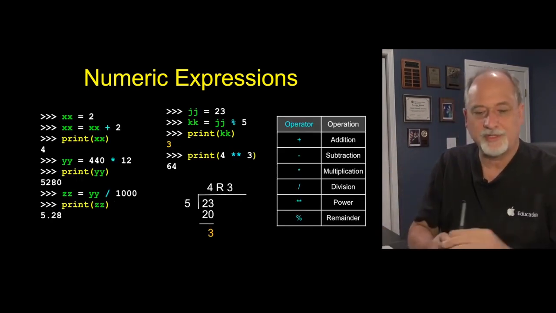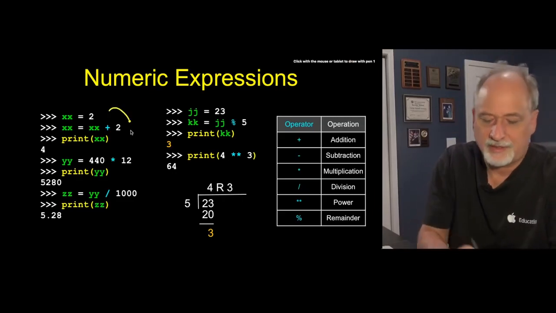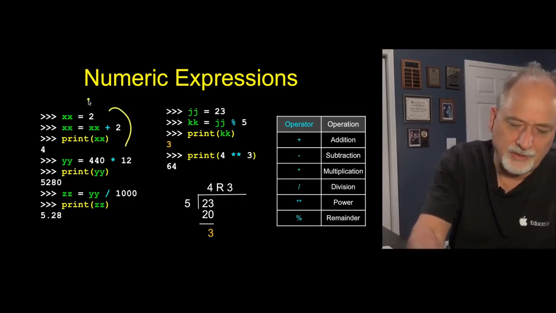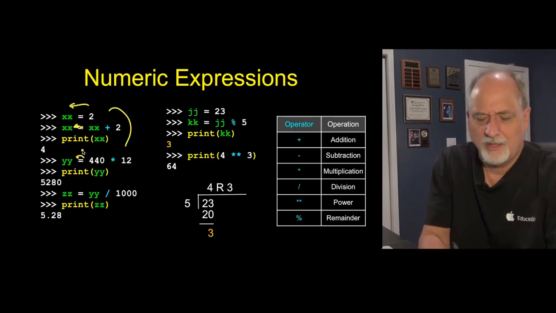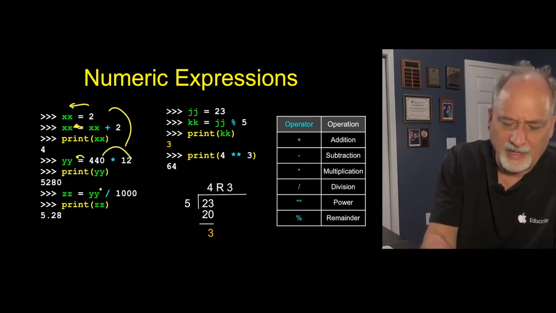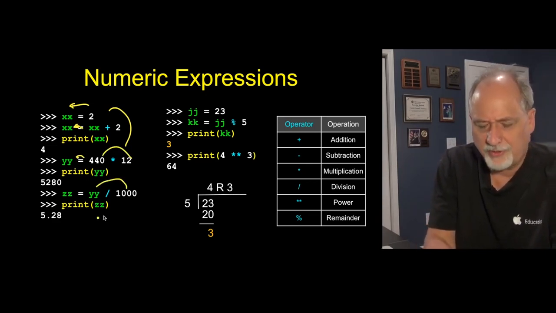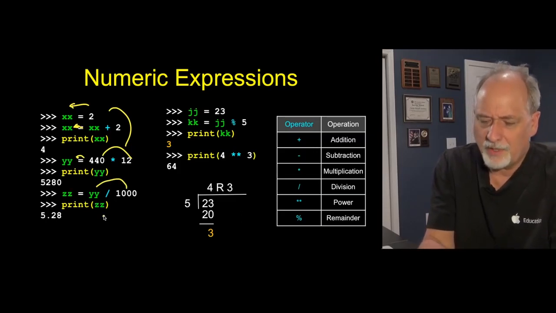So here's a whole series of little examples of this. We've already seen the plus, x equals x plus 1. Keep remembering that these assignments are arrows, basically. Arrow, arrow, they have a direction. Multiplication, 440 times 12. Division, over 1,000, 5.28. Here we're going to put 23 into JJ, and then we're going to do modulo. So that says, take 23, divide it by 5, and give me back the remainder and put it in KK.